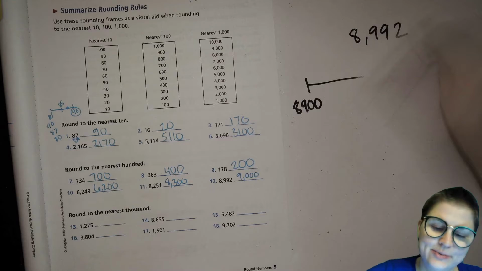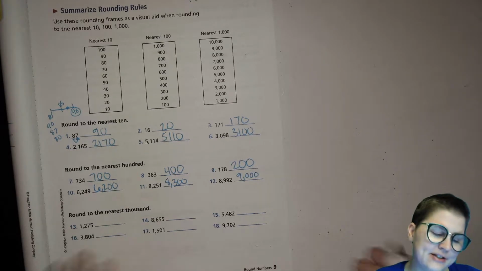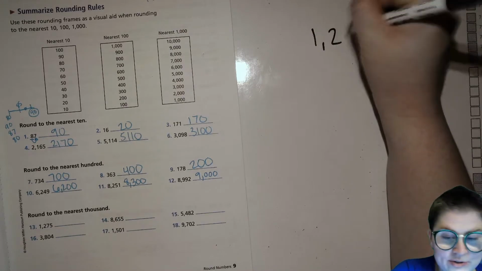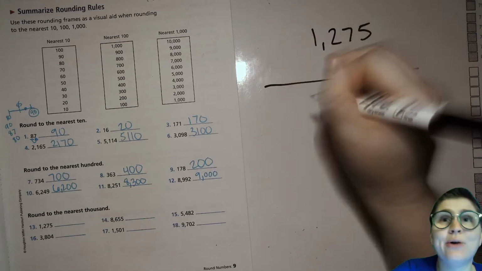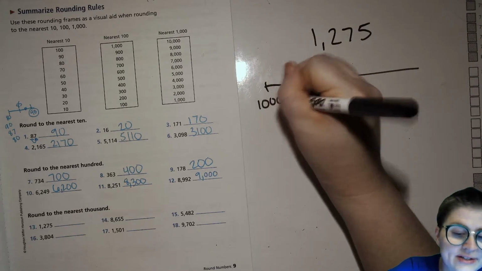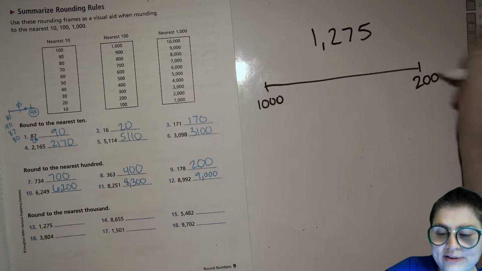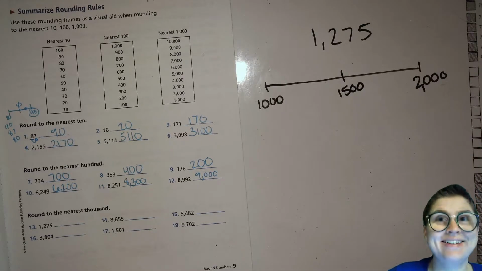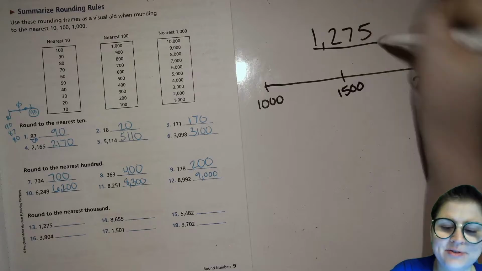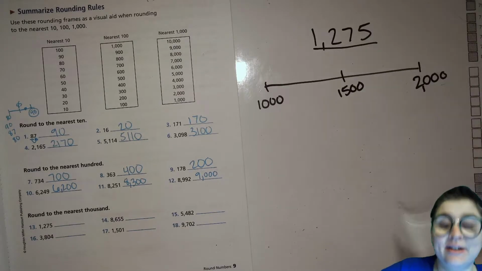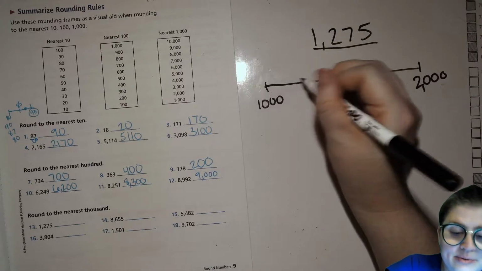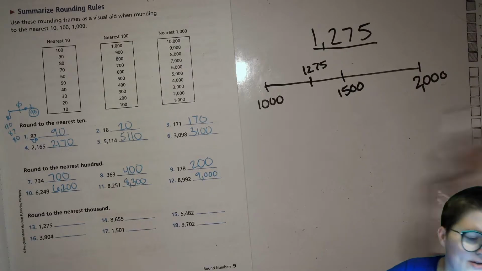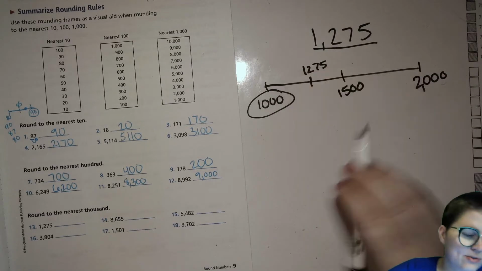Okay, next one. Here we go. We're talking about rounding to the nearest 1,000. Whew. Okay. 1,275 is our number. What 1,000 place are we currently in? 1,000. What's the next one? 2,000. What's in between? 1,500. Right? Then, where's this number fall? 1,275. Less than 1,500, right? So it'll be right, maybe about right here. 1,275, which means the nearest 1,000 is the 1,000.